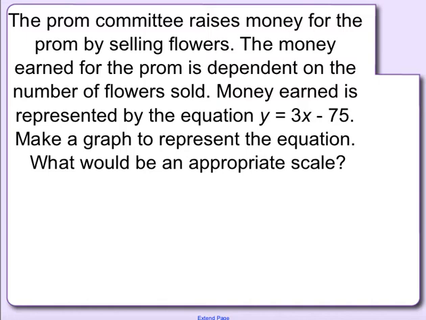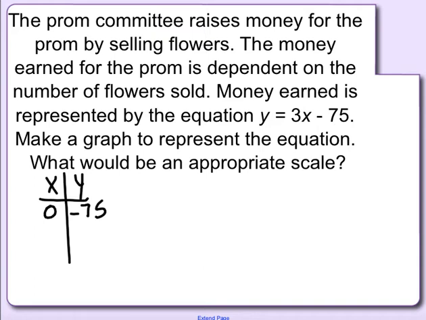Lastly, the prom committee raises money for the prom by selling flowers. The money earned for the prom is dependent on the number of flowers sold. Money earned is represented by the equation y equals 3x minus 75. Make a graph to represent the equation that would be an appropriate scale. So if we start plugging in our numbers, x and y, we would see that if we started with something like 0 for x, they sold 0 flowers, we plug it in and we see we get a negative 75 for our y.